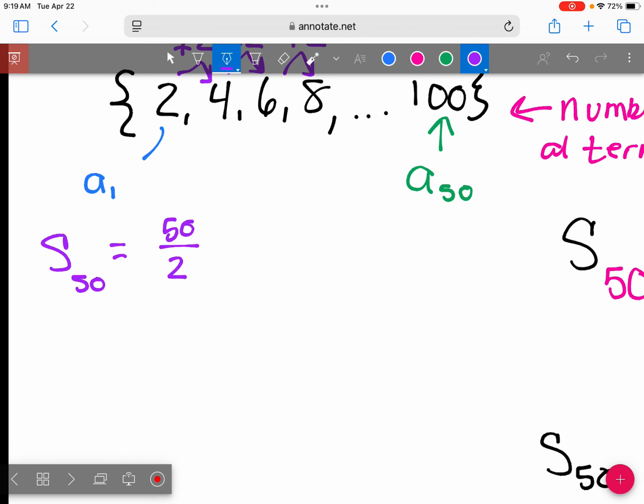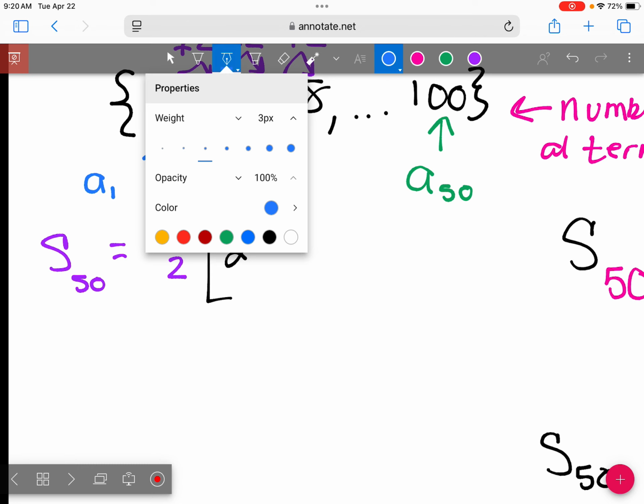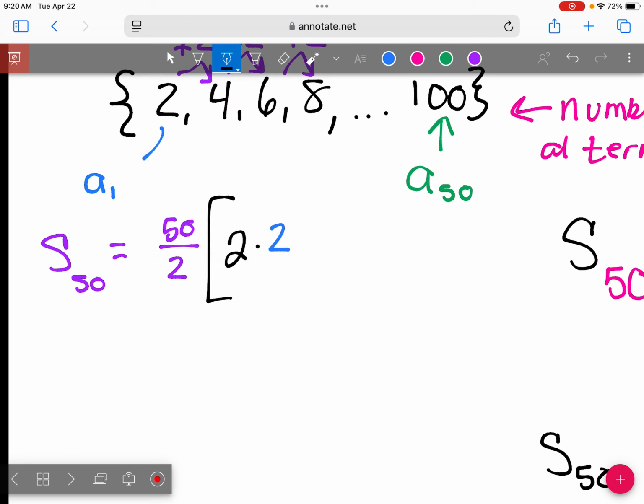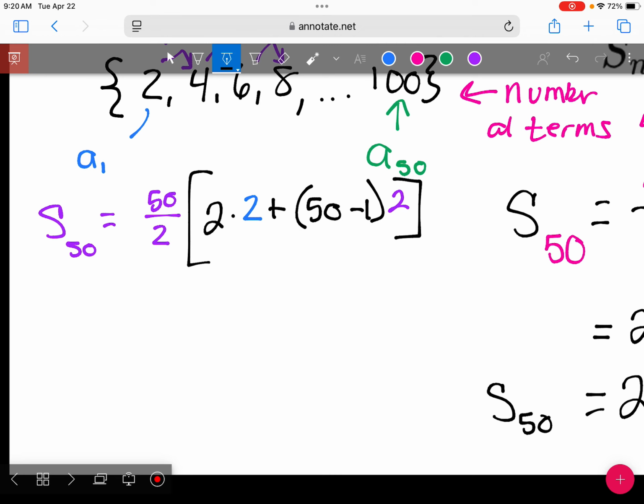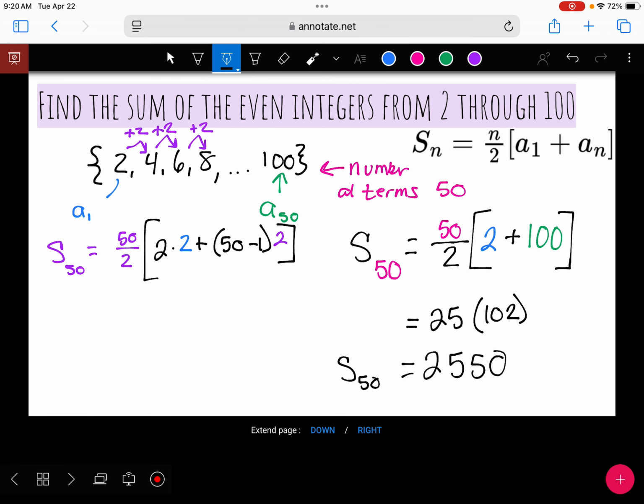So you could also do this one as our S sub 50, 50 over 2, times 2 times our a sub 1, which was 2, plus the 50 minus 1 times that common difference of 2. This is just using the other formula. It'll get you to the same exact answer, so you can do either way. This is the first term, last term. This one bases everything off of a1. Either way is fine, and you should still get to our 2,550.